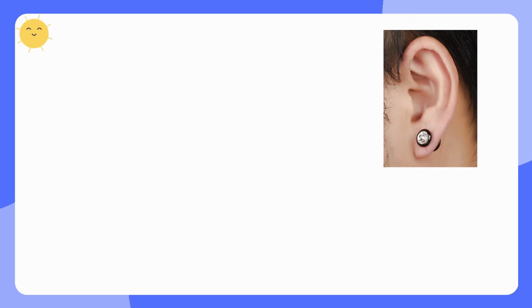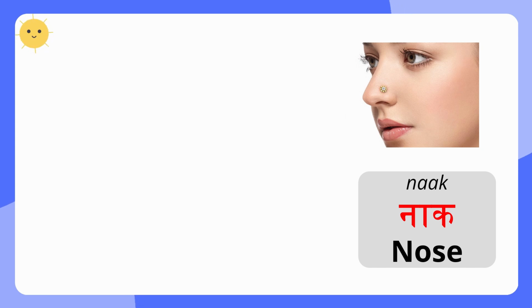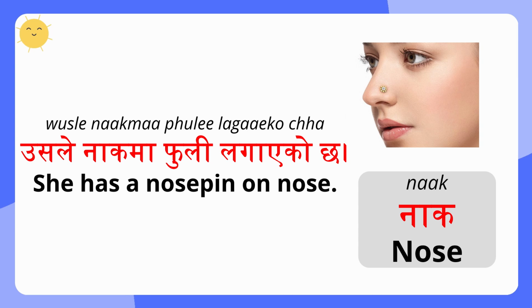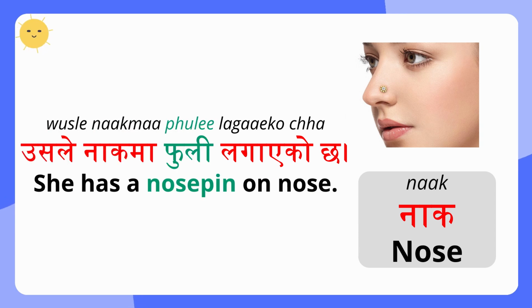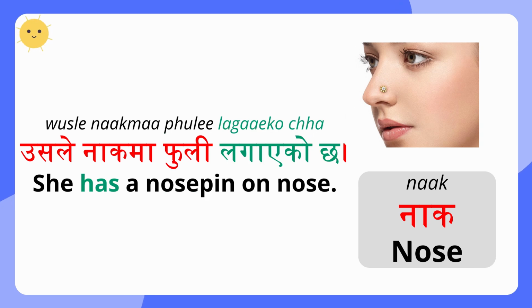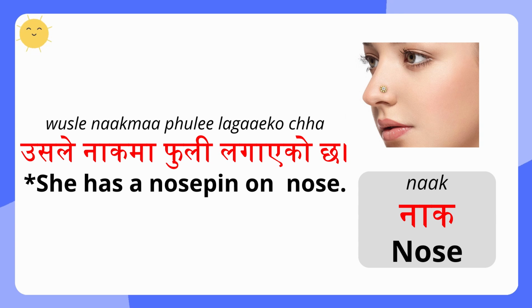Let's learn another body part, which is nose, naak. Naak, nose. Let's make a sentence with naak. उसले नाकमा फुली लगाएको छ. Here, उसले means he, नाकमा means on his nose, फुली means nose pin, लगाएको छ means has put on. So he has a nose pin on his nose is उसले नाकमा फुली लगाएको छ.